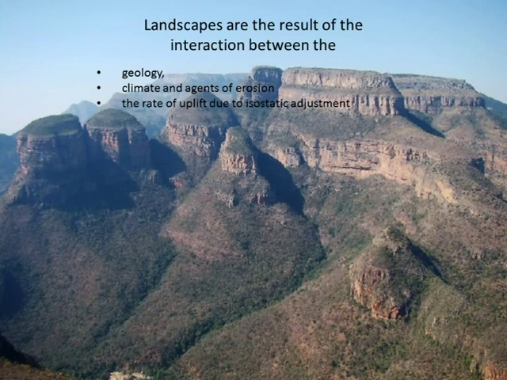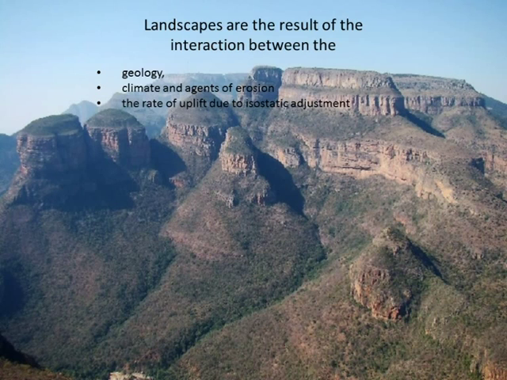Isostatic adjustment, you may remember from grade 10, is the vertical movement of the crust in response to erosion and deposition. If the crust is eroded, then it becomes thinner and lighter and so rises up like a boat being unloaded. If there is deposition going on or ice is forming, the crust can be pushed down. In the case of eroded landscapes, we're really only concerned with uplift.